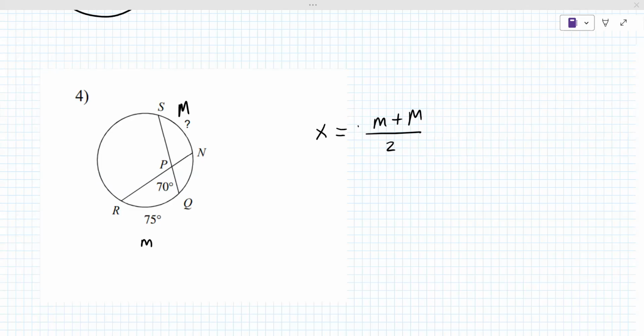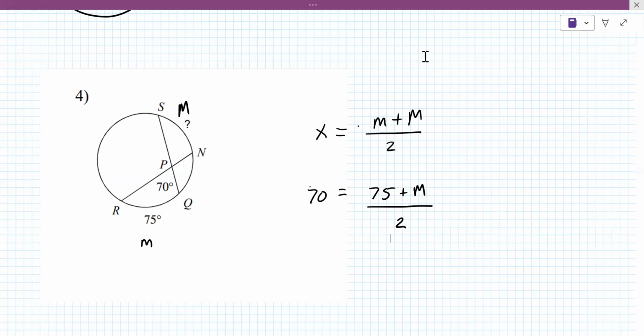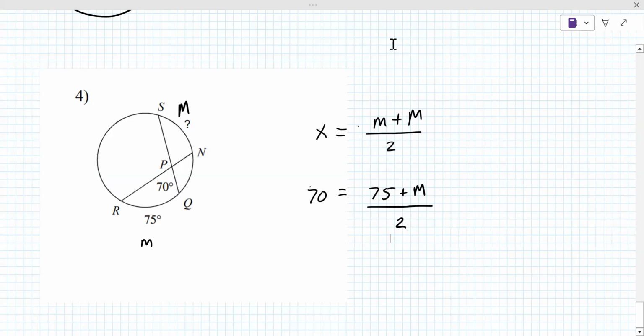So would I divide 75 by 2? Just substitute them. So 70 equals 75 plus big M divided by 2. This is an equation that you should have seen before. I mean you've got the prerequisite knowledge to be able to solve this. You do undo this division by 2 first, though.